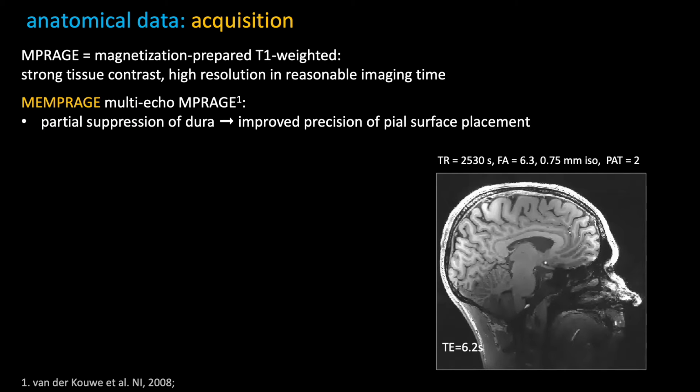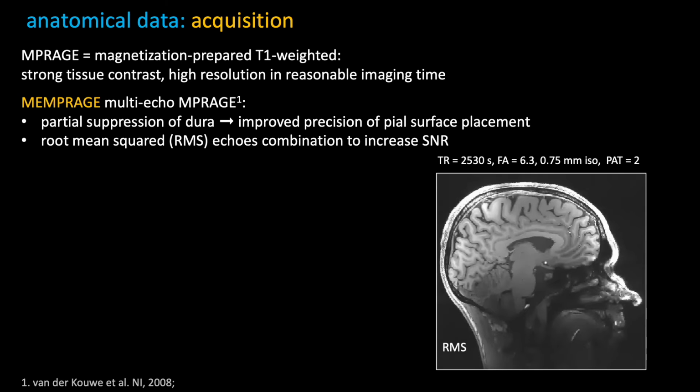And this multi-echo MPRAGE sequence actually helps us with at least partially mitigating the problem of dura, so basically suppressing dura. Dura and inclusion of it in the brain mask can be a problem and can cause misplacement of the pial surface. So you will see in a few next slides that it actually can cause a lot of issues. We combine these images with the root mean squared approach to increase SNR.